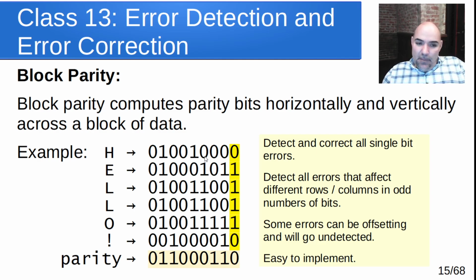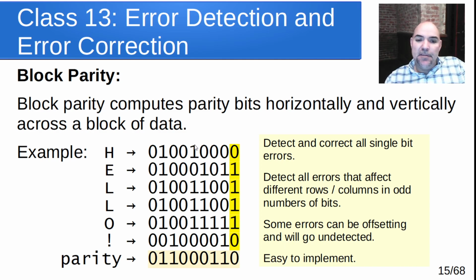So block parity can detect and correct all single bit errors. It can detect all errors that affect different rows and columns in odd numbers of bits. Some errors can be offsetting and will go undetected. But it does have the advantage of being very easy to implement, and so there are systems that use block parity because of that. But there can still be offsetting errors that will go undetected.